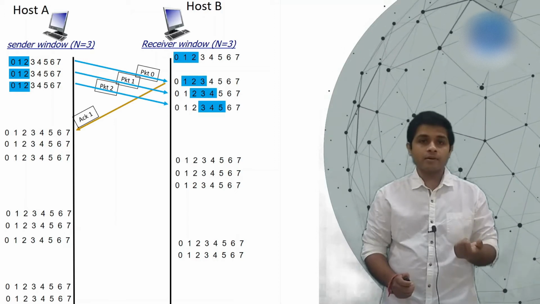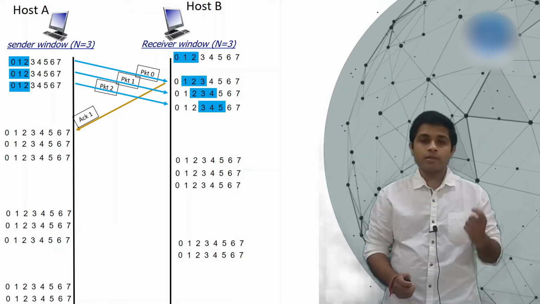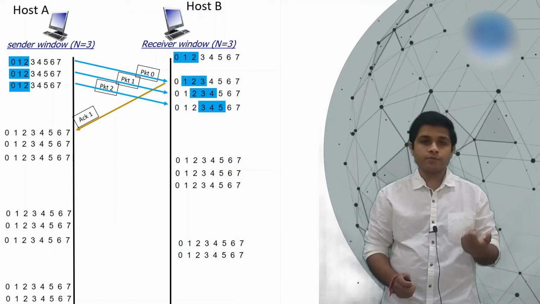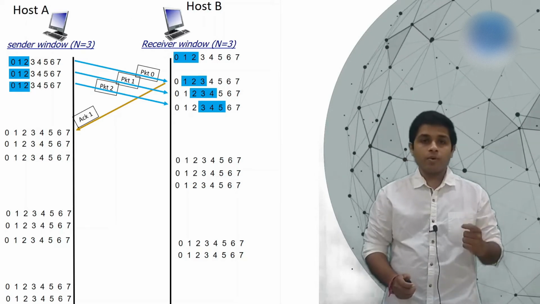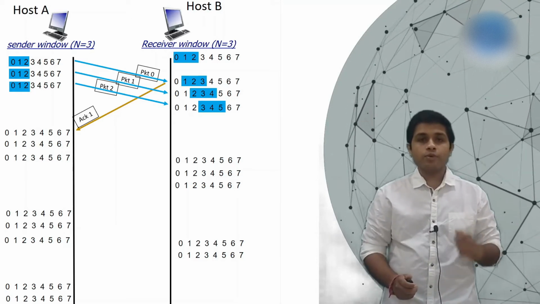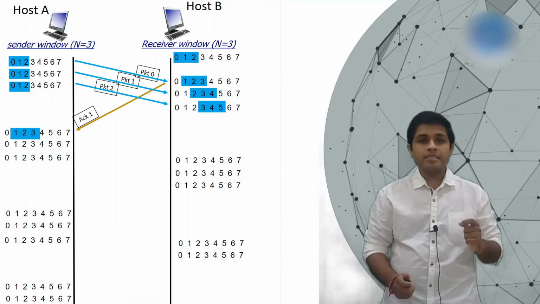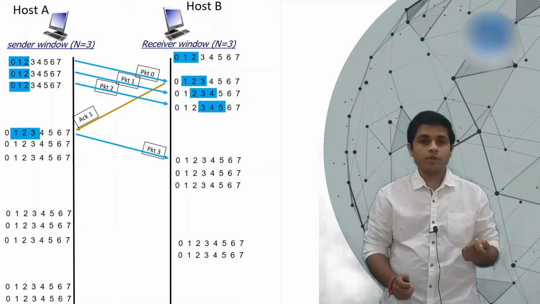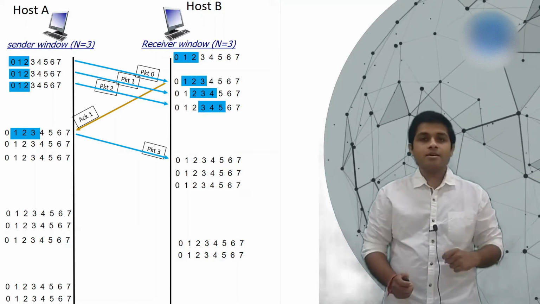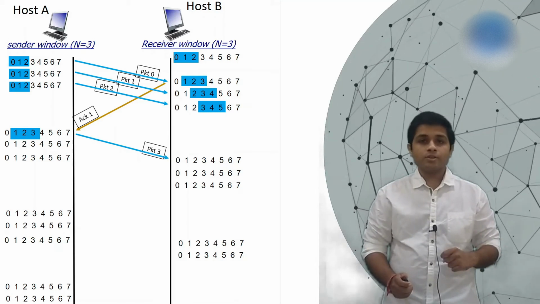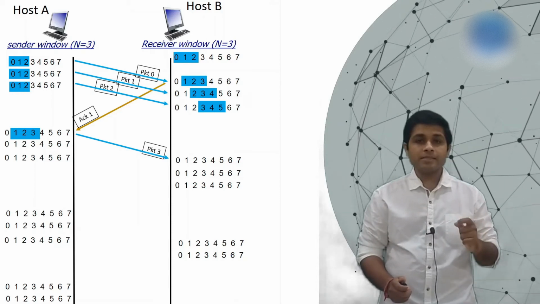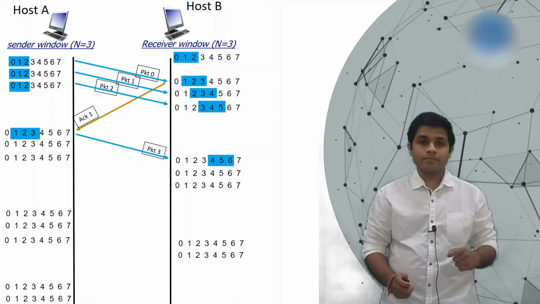and as A receives the SEK 1, it finds that okay, packet 0 is received successfully, so now I have to send the next packet. So the window at the sender's side will slide, and A will send the next packet, which is packet 3. As B receives packet 3, the window at B's side will slide.